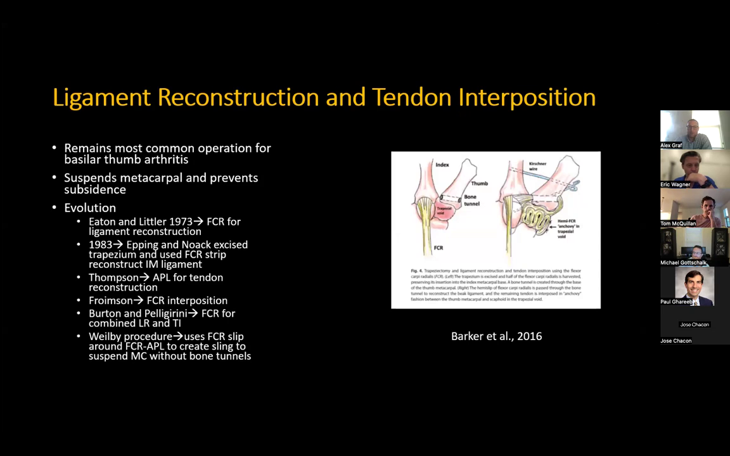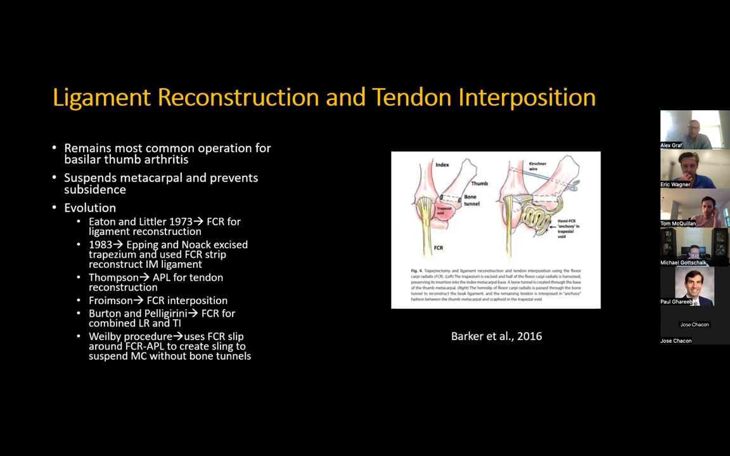Ligament reconstruction, tendon interposition. So this remains the most common operation even today. And this technique has evolved over time. So Eaton Littler in the 1970s used the FCR for your pure ligament reconstruction to recreate the volar oblique ligament. And then later, the trapezium was excised and the intermetacarpal ligament was reconstructed. And then Thompson used the APL as opposed to FCR. Froimson then added the anchovy interposition component.